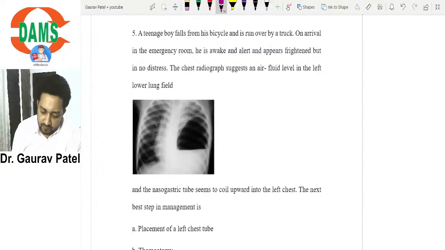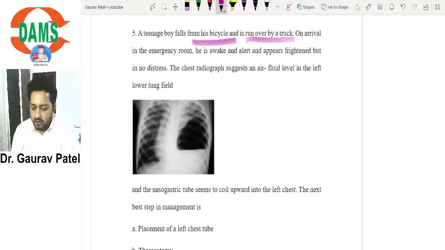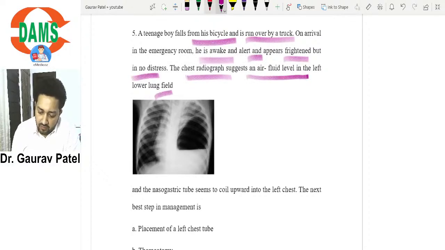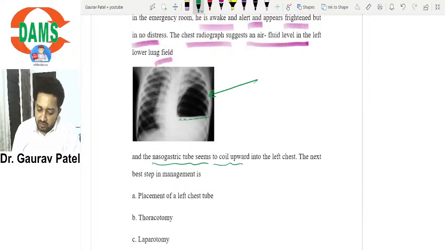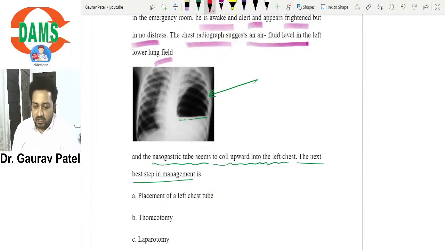Next question. A teenage boy falls from his bicycle and is run over by a truck. On arrival in the emergency room, he is awake and alert and appears frightened but in no distress. The chest radiograph suggests an air fluid level in the left lower lung field. You can see the air fluid level in the left lower lung field, and the nasogastric tube seems to coil upward into the left chest. The next best step in the management is, tell me the diagnosis.